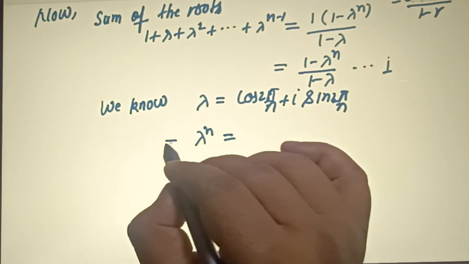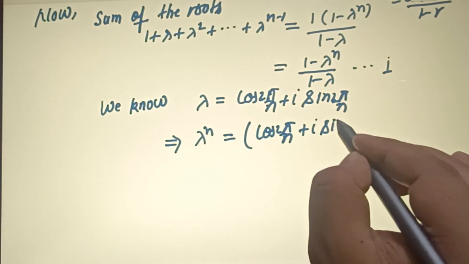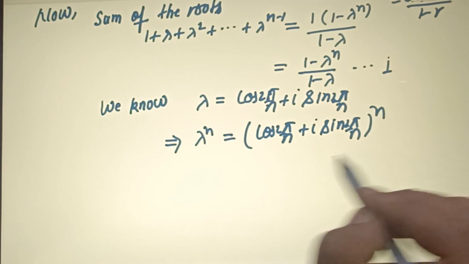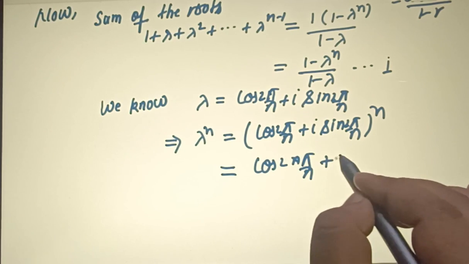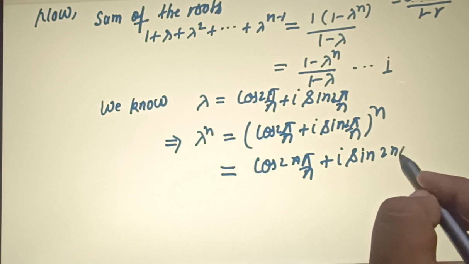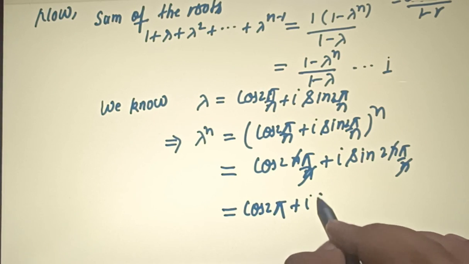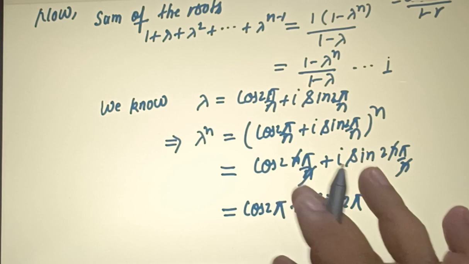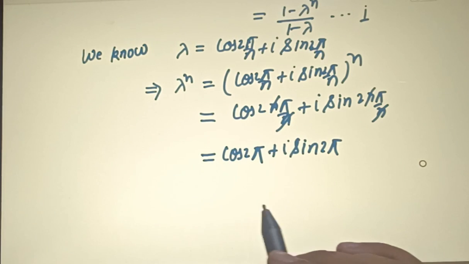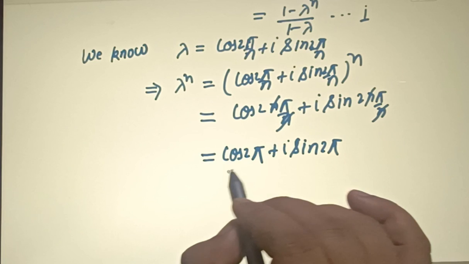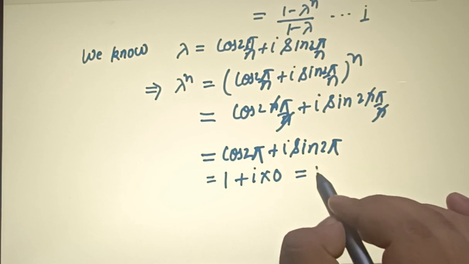So what about lambda to the power n? Lambda to the power n equals cos 2 pi by n plus iota sine 2 pi by n to the whole power n. Now apply de Moivre's theorem, you will get cos 2n pi by n plus iota sine 2n pi by n. So n is cancelled out, and you will get cos 2 pi plus iota sine 2 pi. The value of cos 2 pi is 1, and iota sine 2 pi is 0. So you will get the value of lambda to the power n is 1.